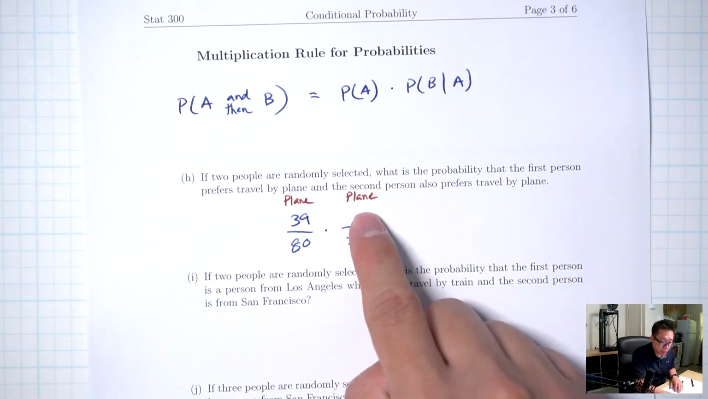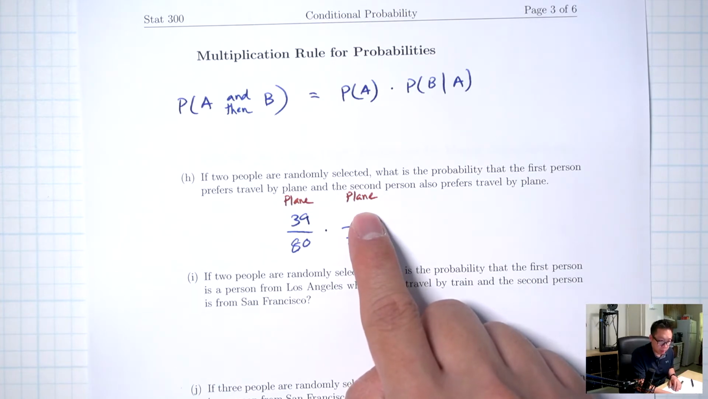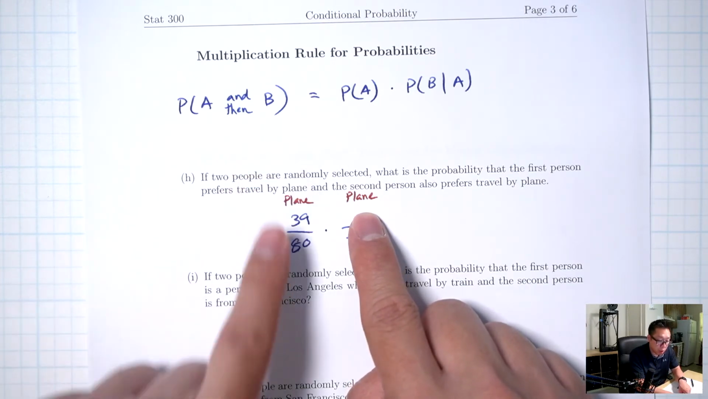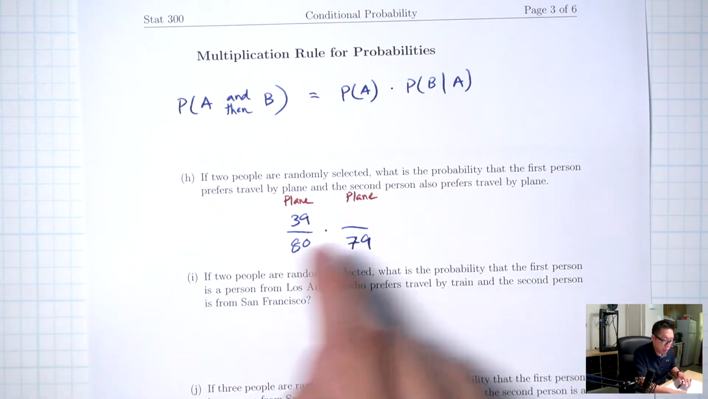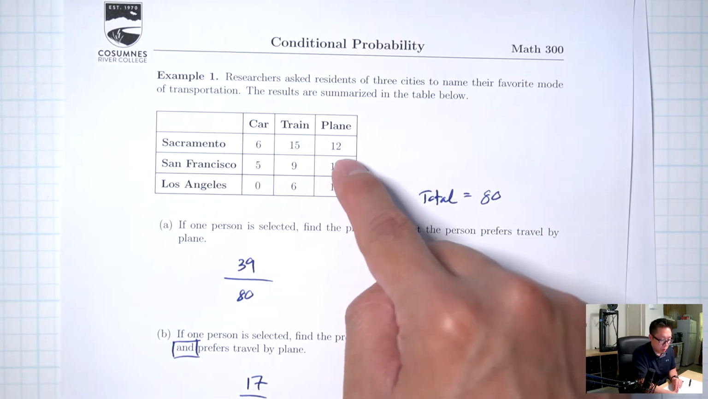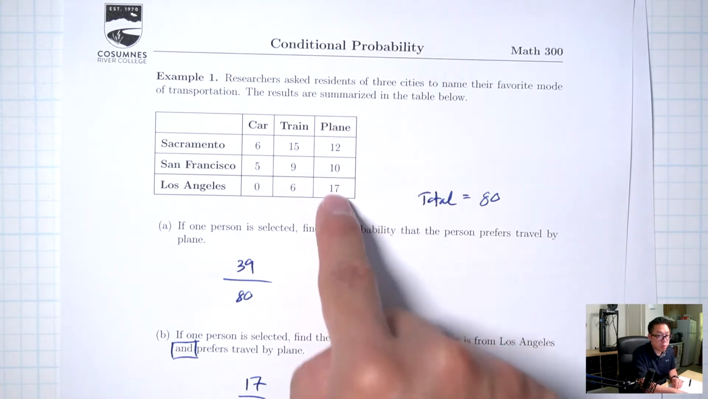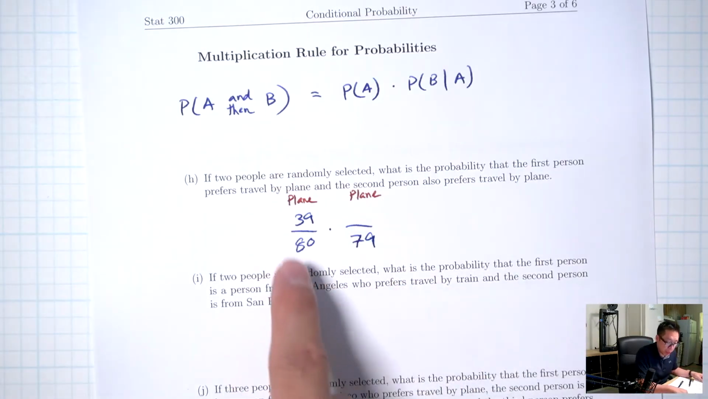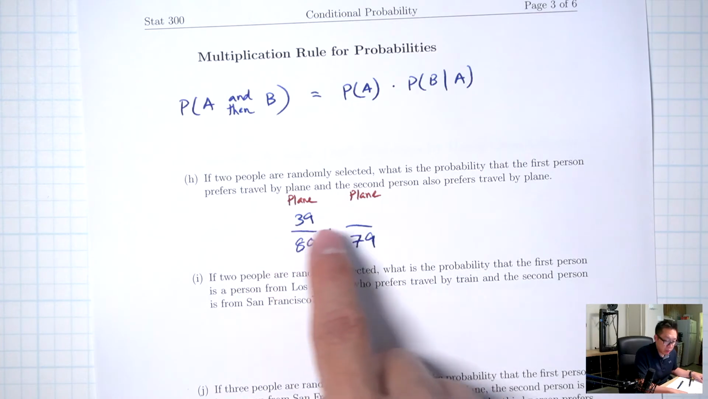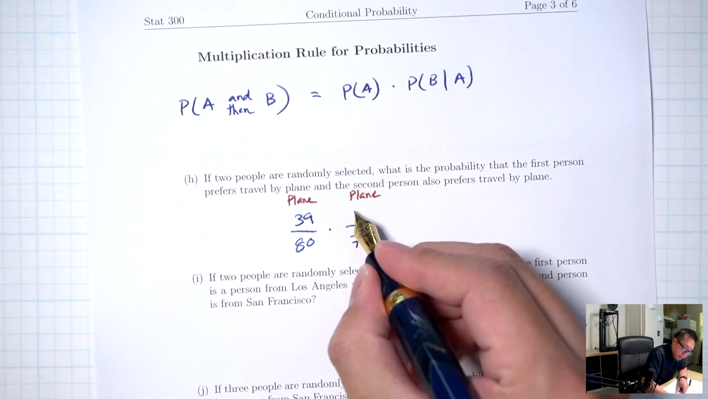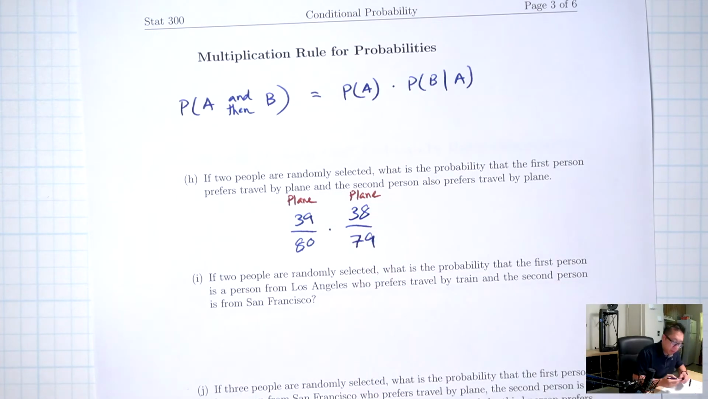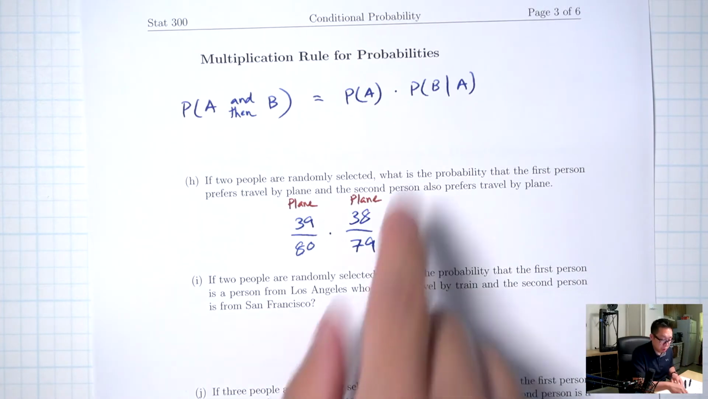And then for the top, I want the plane people, okay? We also have to take into account that we already picked a plane person for the first slot. So I don't have the full 12, 10, 17, which is 39, because I already used one plane person for the first slot, which means I'm down by 1 to 38. Okay, and that's how you use this multiplication rule.